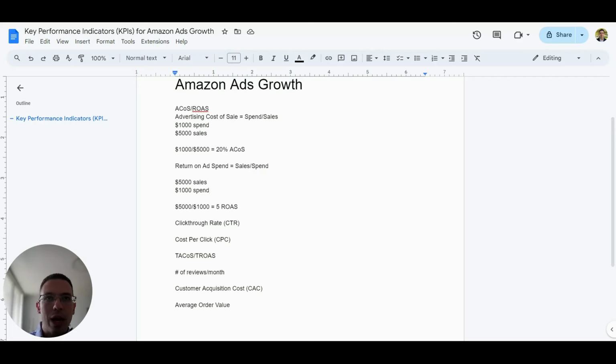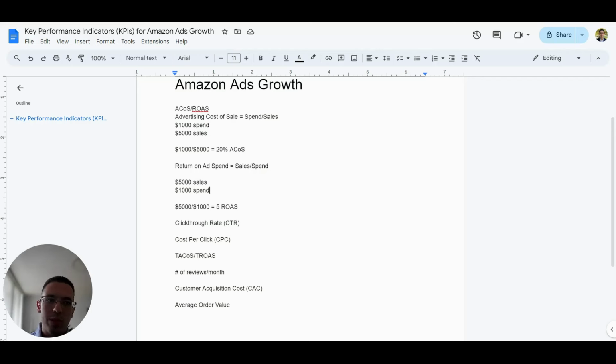Important to note, ROAS and ACOS, they're not the be-all end-all of advertising. You can have a very high ROAS, very low ACOS, and still be leaving money on the table. For example, you're only running ads on your branded search terms. So you've got brand A. Brand A is only bidding on brand A-related keywords.